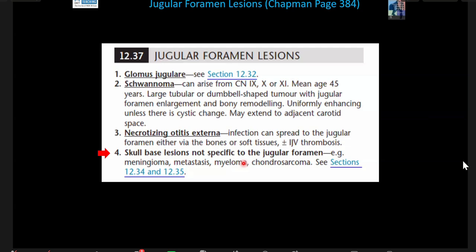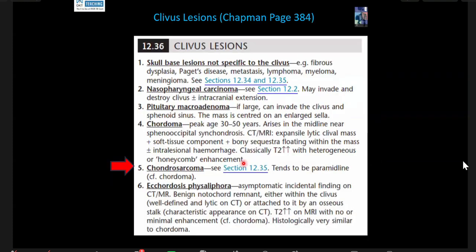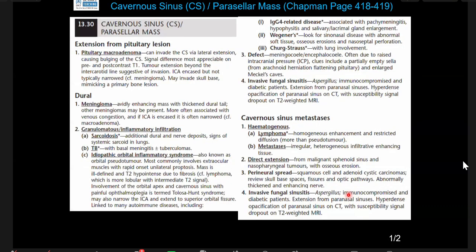Please remember that there are many synchondroses in the base of skull, and chondrosarcomas can arise from many. And that is why it is also in your Chapman, given under clivus lesions also, because a key point here is that chondrosarcomas tend to be para-midline and chordoma is midline. So this is the key point to remember.